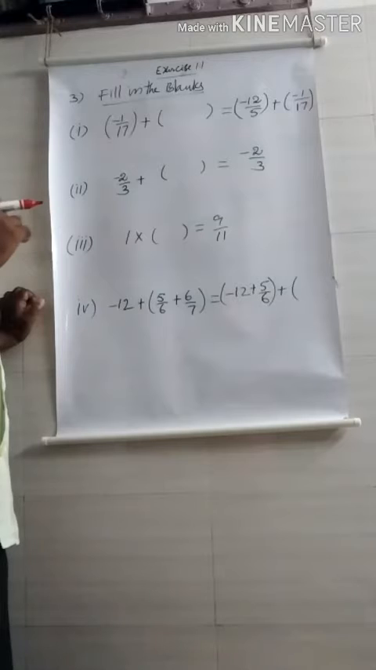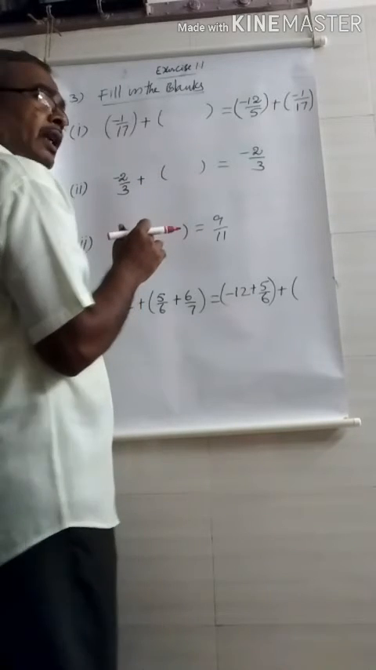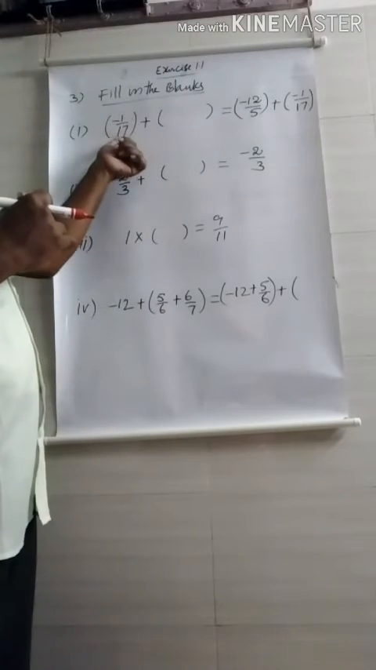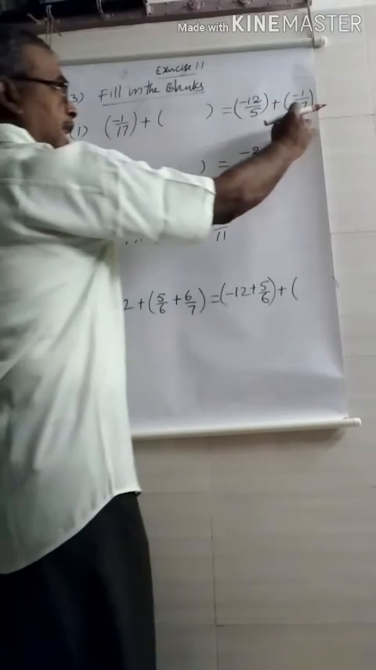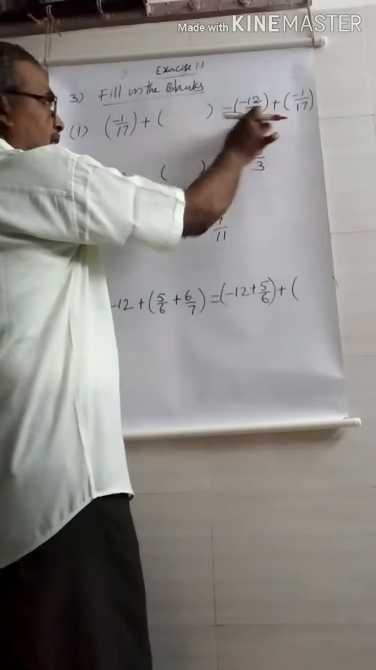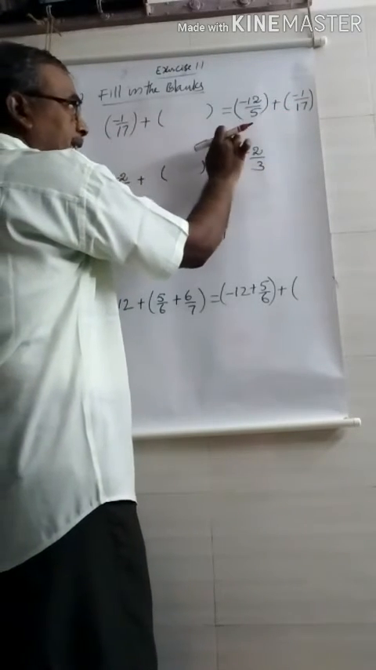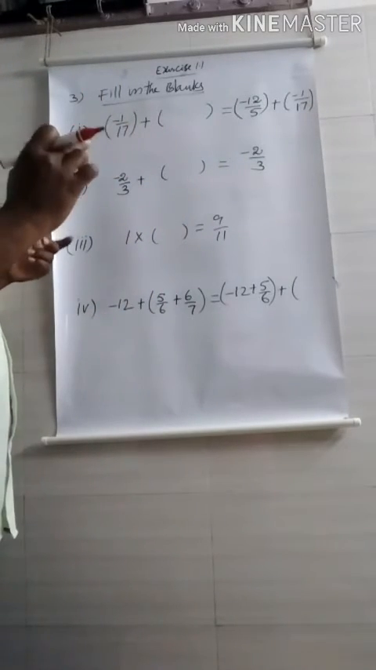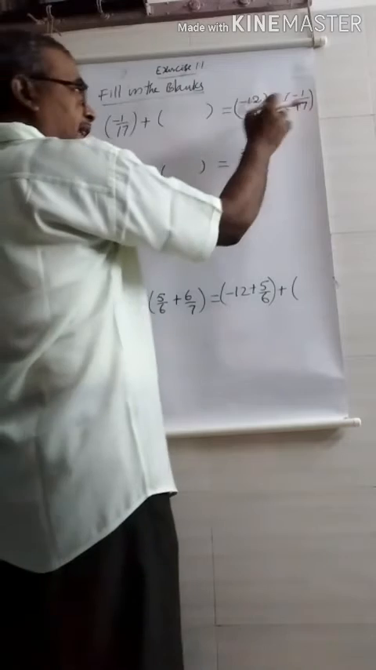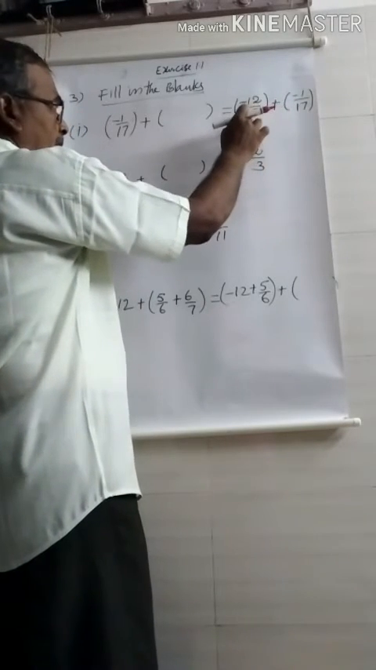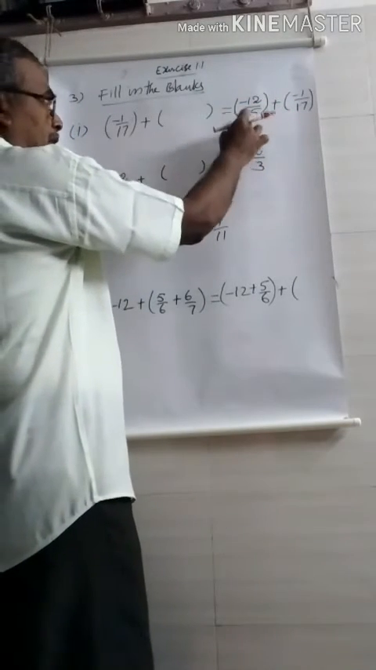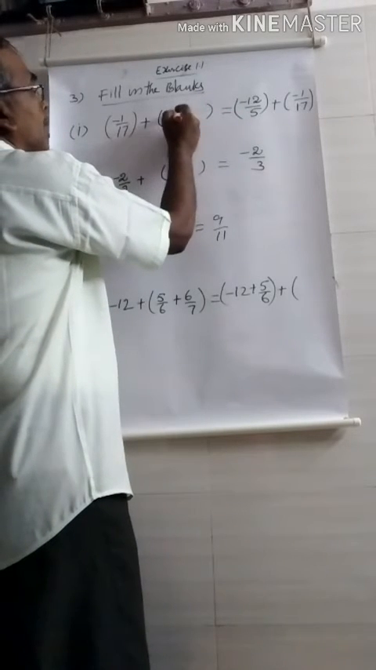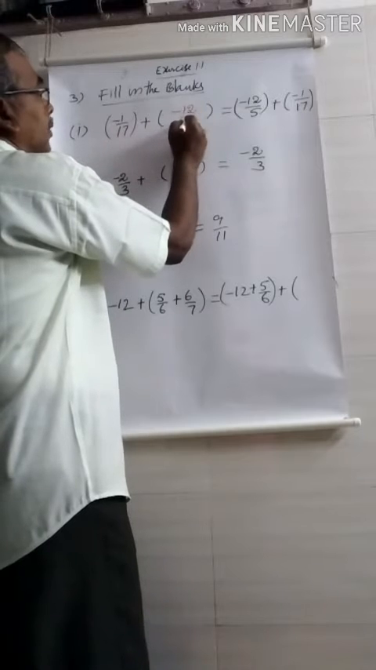Either it is a closure property, no. Whether it is commutative property, yes, it looks like that. So here -1/17, here -1/17. What is the second one? A plus B is equal to B plus A. So when you recall it, A plus B is equal to B plus A. What is in the place of B? -12/5. Then you rewrite this in the place of B on the left hand side. So here you write -12/5.